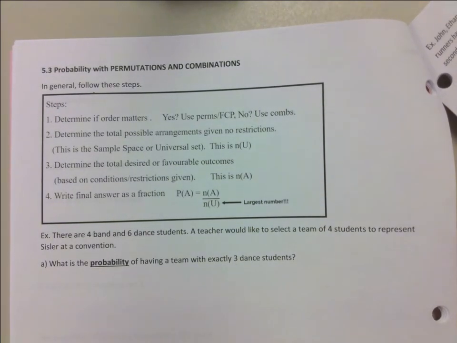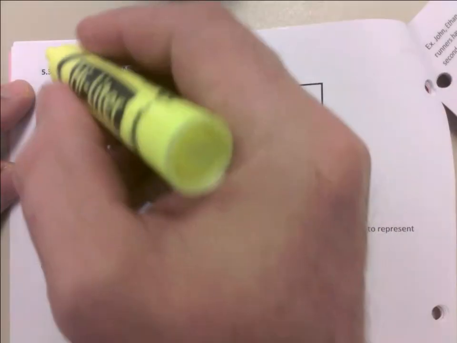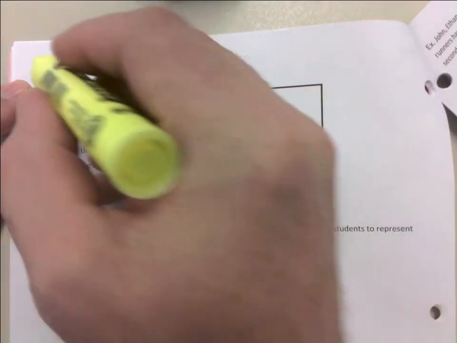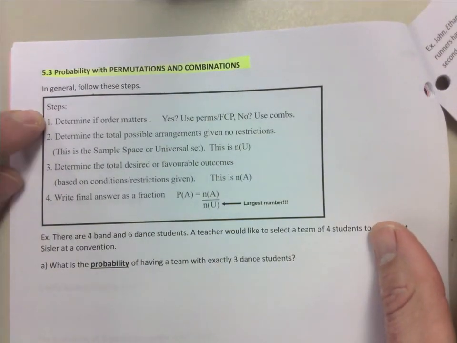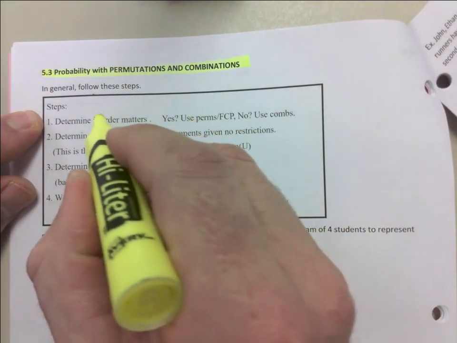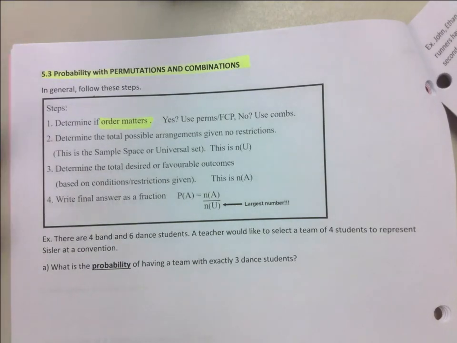All right, you ready? This is just a little help here. Probability with permutations and combinations, all right? In general, you want to ask yourself, determine, does order matter or not in this scenario? And I think by now you probably know what I'm talking about. Are we making teams? Are we lining up for a picture? Does order matter here?